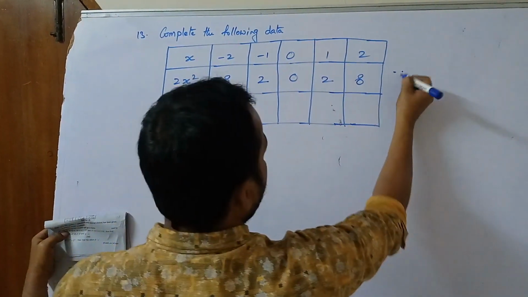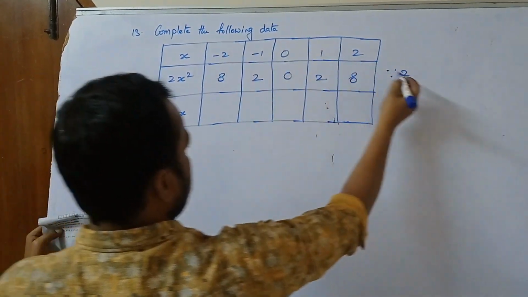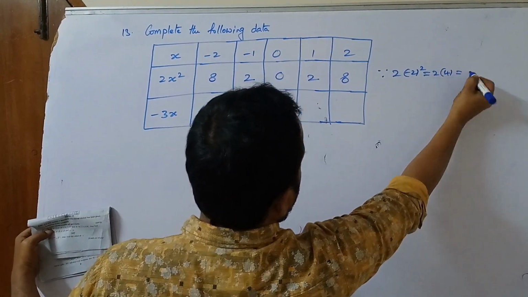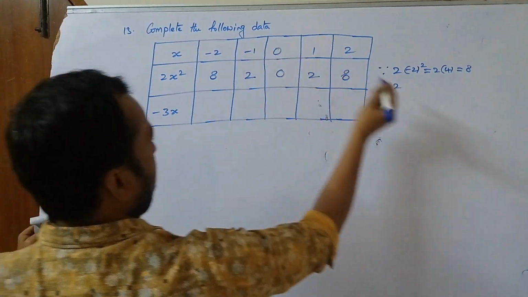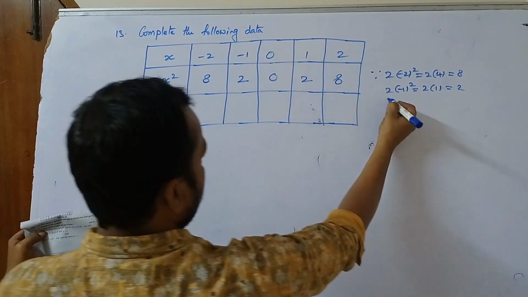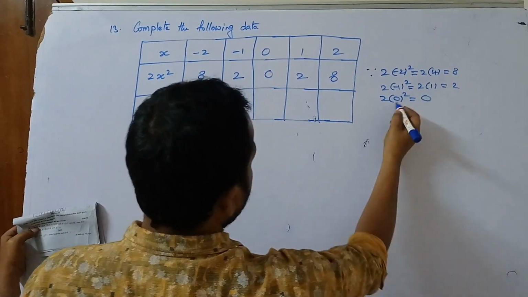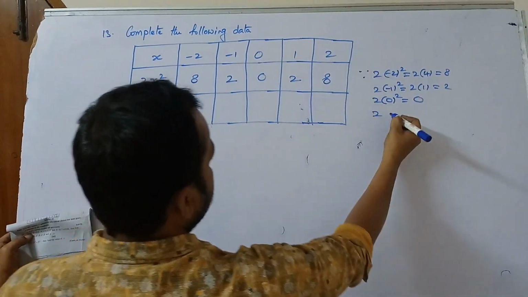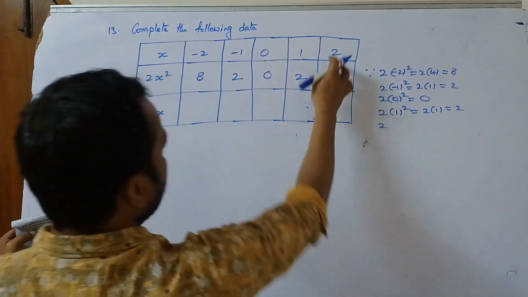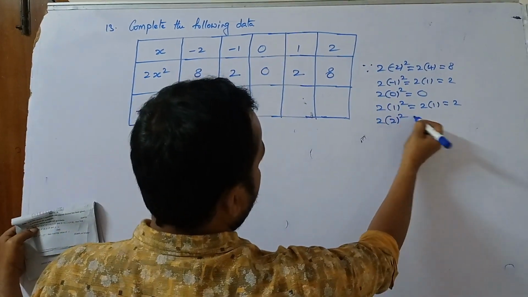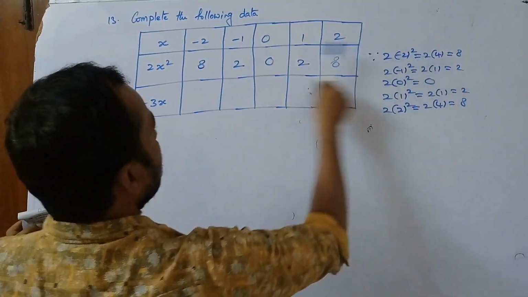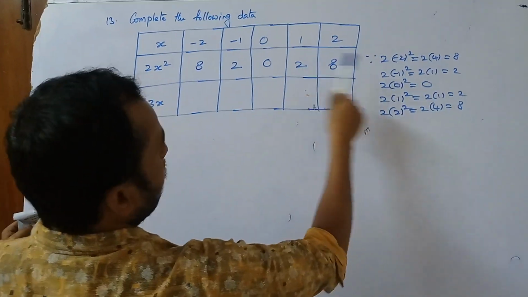Now for reference, 2x square, take x as minus 2: minus 2 square is 4, 2 fours are 8. Take x as minus 1: minus 1 square is 1, 2 ones are 2. Take x as 0: 0 square is 0, 0. Take x as 1: 1 square is 1, 2 ones are 2. Take x as 2: 2 square is 4, 2 fours are 8. So 8, 2, 0, 2, 8.